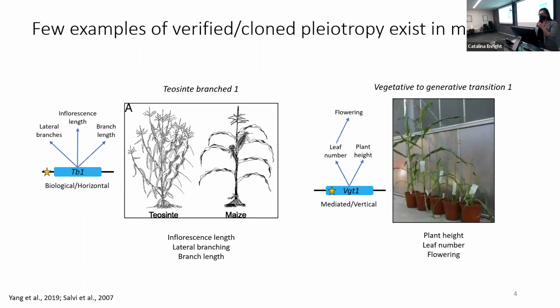And so within maize, there's a few examples of cloned or verified pleiotropy out there. Among these are teosinte branched 1 that impacts inflorescence length, lateral branching, and branch length, along with VGT1 that impacts plant height, leaf number, and flowering time.